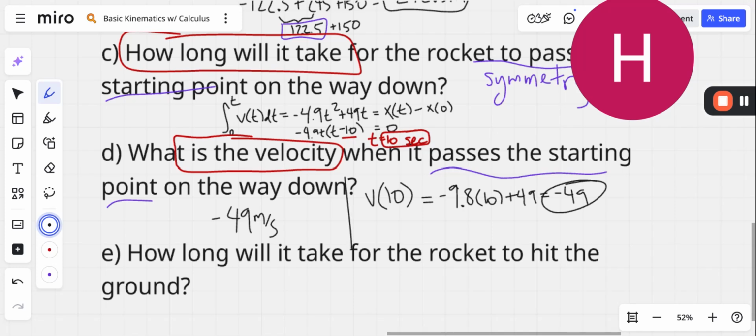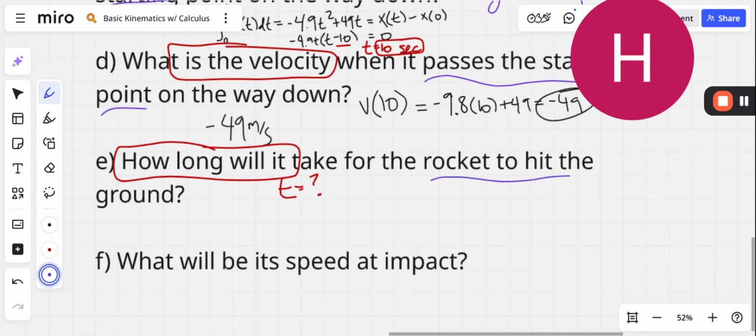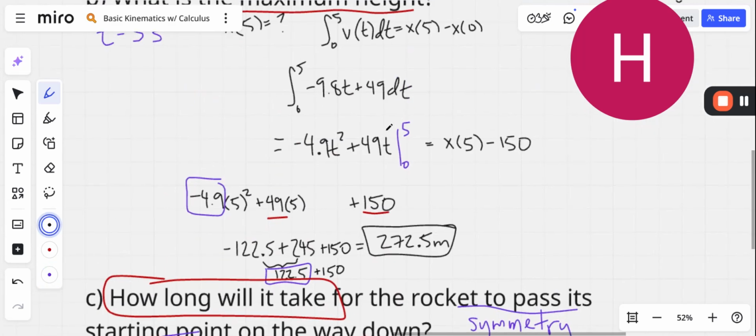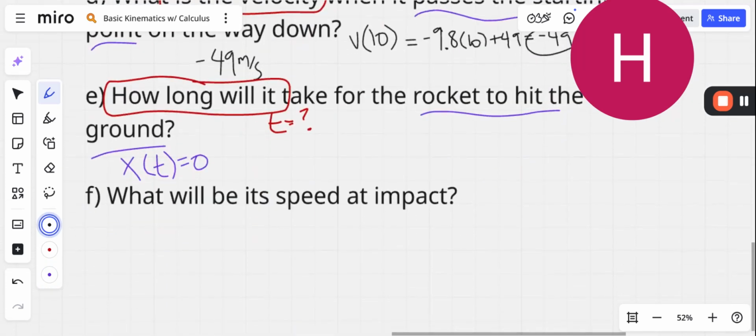Okay, part E. Oops. How long will it take? So we're looking for time. And what do we want to happen? The rocket to hit the ground. That means that the position, x of t, equals 0. So we want x of t to equal 0.